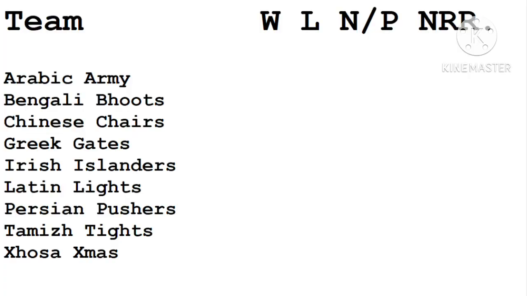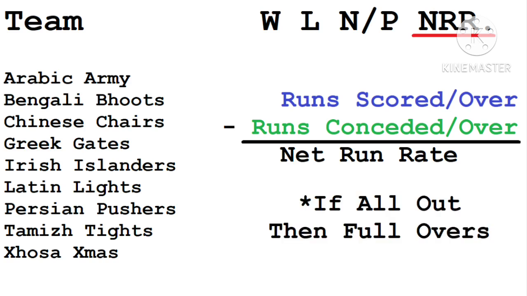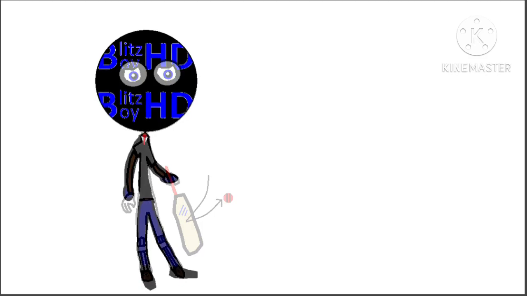During a tournament, team stats show how many matches were won, lost or abandoned. Lastly, net run rate. A team's net run rate is how much more or less they score compared to how much they concede. If a team loses all their wickets before the innings is complete, it still counts as though they batted all the way. Then there's Duckworth-Lewis, which I don't even want to discuss.